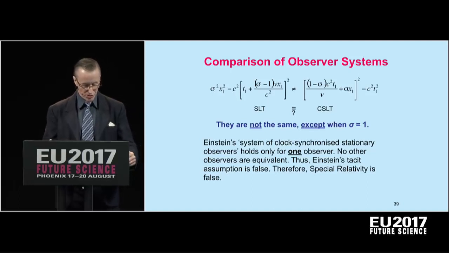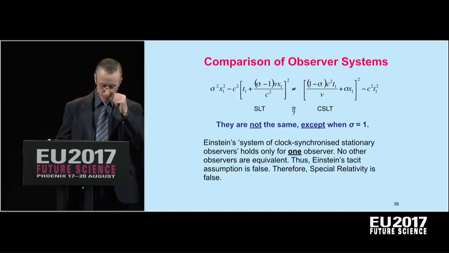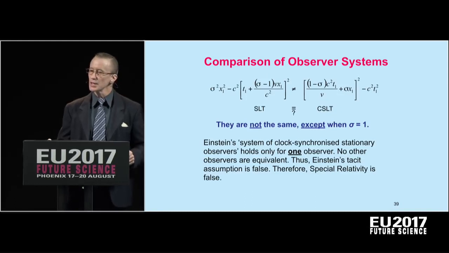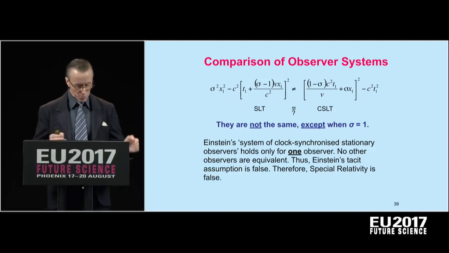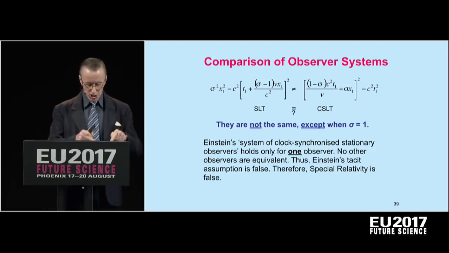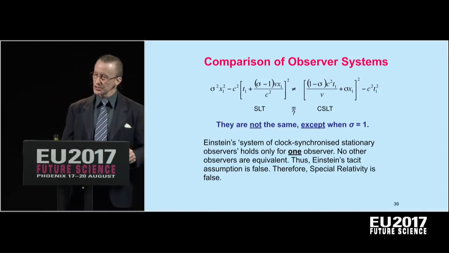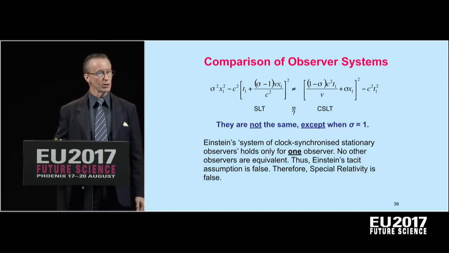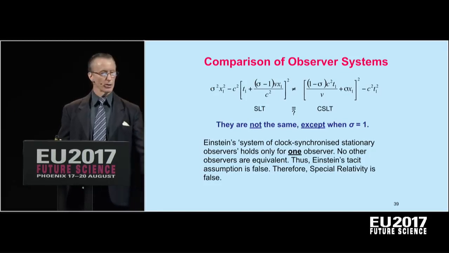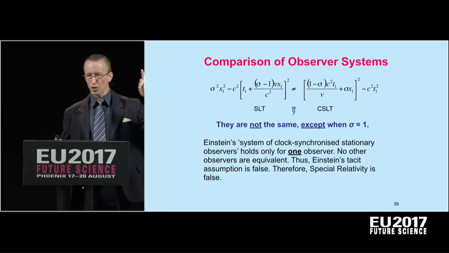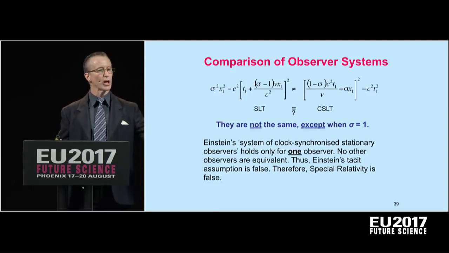Now we compare the observers. Let's take the stationary Lorentz transformation relation from before and equate it to the clock synchronized Lorentz transformation. They're not the same unless sigma equals 1. So if I put in sigma equals 1, this becomes an identity, because in any other case, they're not equal. They satisfy the Lorentz invariance individually, but when they're equated, they only hold when sigma equals 1. That's Einstein's privileged observer, which he allows to speak for all elements of the infinite set of observers.